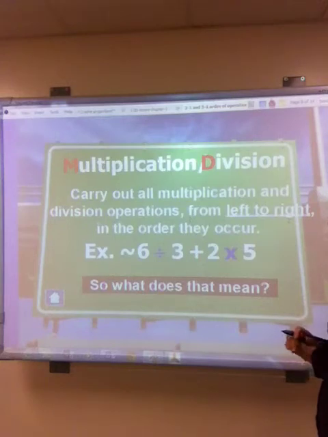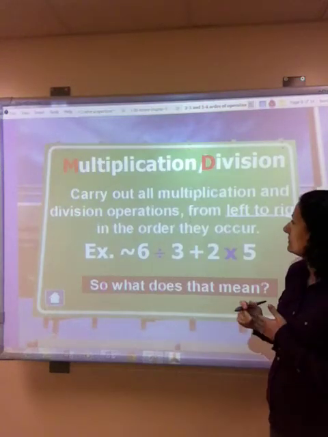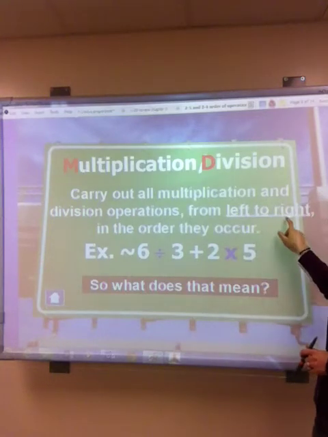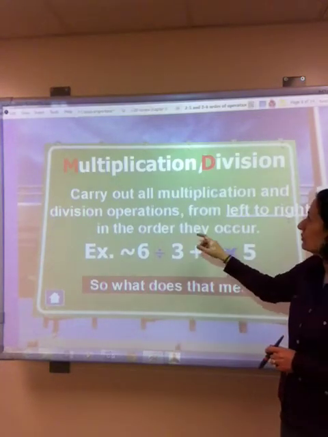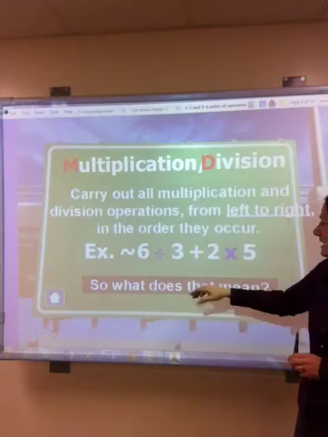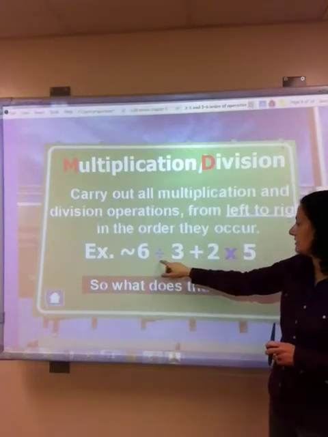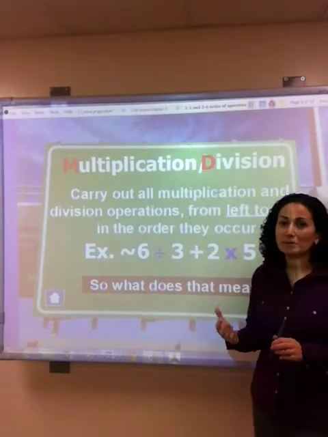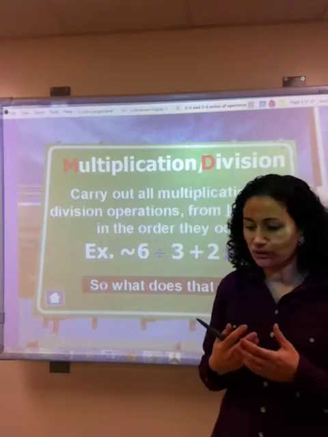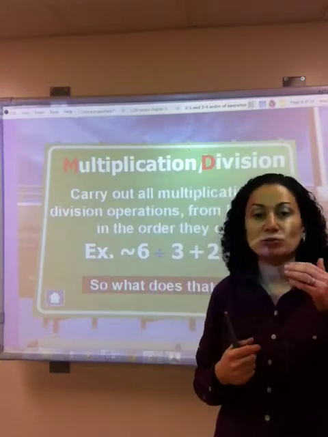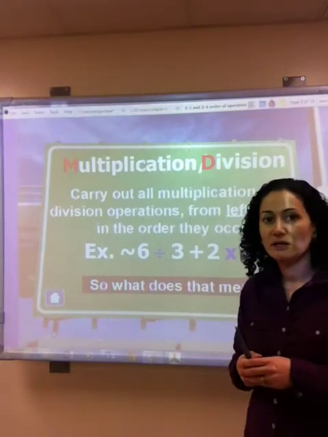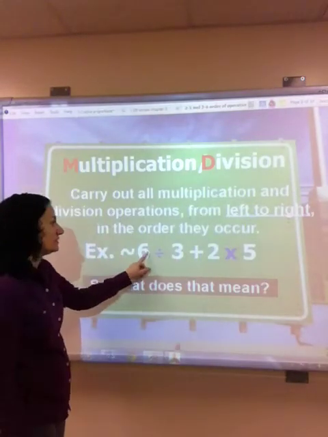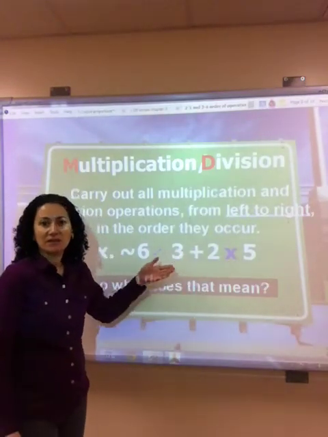Multiplication and division. Carry out all multiplication and division operations, this is really important here, from left to right, in the order in which they occur. In this example here, we've got division, then addition, then multiplication. A common mistake kids make is that they actually think multiplication is more important than division, which is not true. Whichever one comes first from left to right, that must be done first.